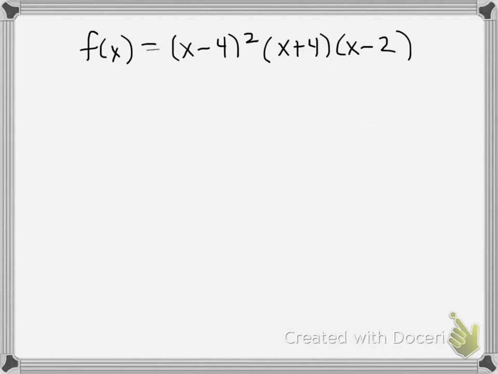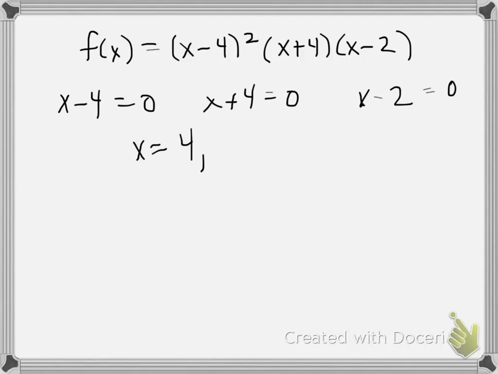All right, the next few questions ask us about the x-intercepts. And the first one says, well, what are the x-intercepts? So when we're given factored form, this actually is pretty easy. All we need to do is take our factors and set them equal to 0 and solve for x. And by doing so, we get that the x-intercepts are 4, -4, and 2.